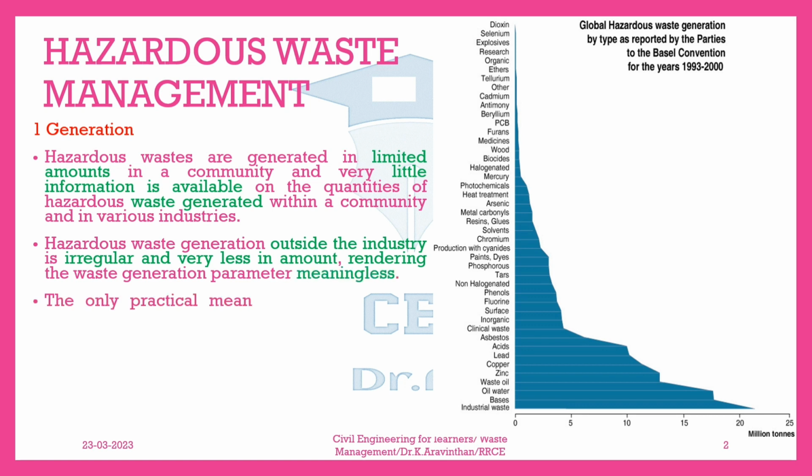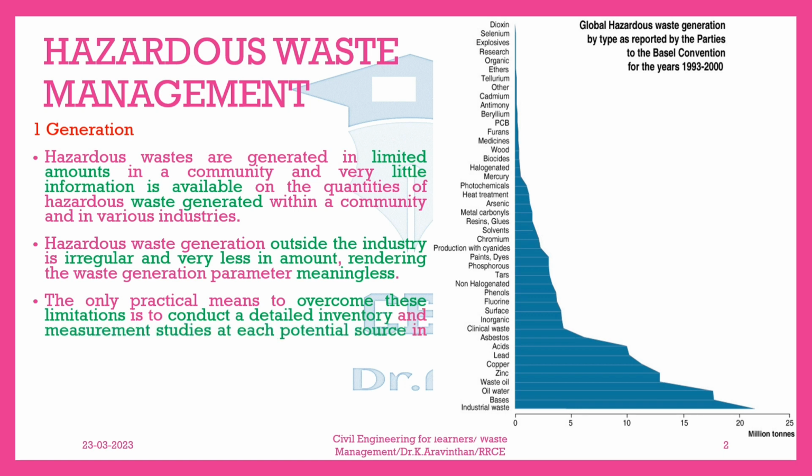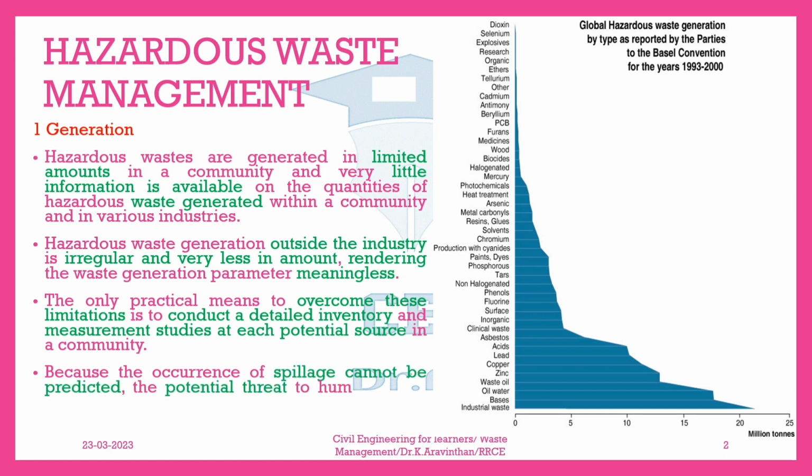The only practical means to overcome these limitations is to conduct a detailed inventory and measurement studies at each potential source in a community. Because the occurrence of spillage cannot be predicted, the potential threat to human health and the environment is greater than that from routinely generated hazardous wastes.